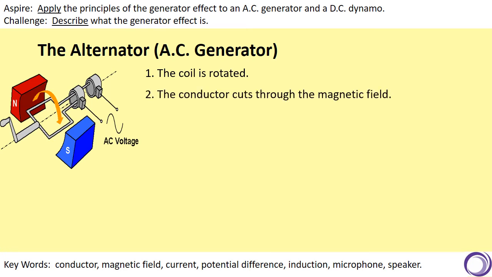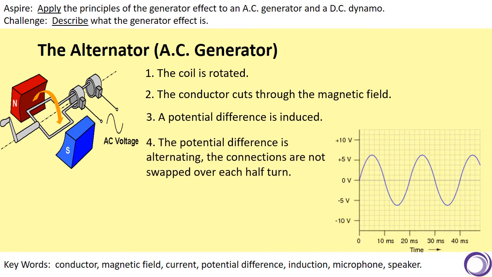The conductor, that's the coil, cuts through the magnetic field. Then we get a potential difference that's induced, and the potential difference is alternating. The connections aren't swapped over each turn, so we've not got a commutator on here, we've just got two rings, if you look, connected to the coil. So we generate AC, and the graph there shows what AC electricity looks like.